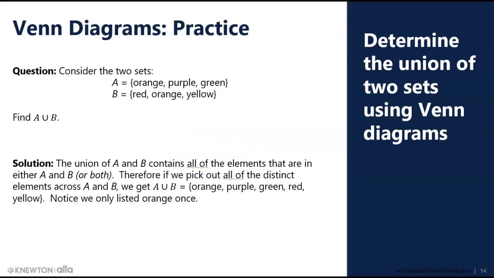So let's consider these 2 sets again. Orange, purple, green, red, orange, yellow. A in union with B. I typically would start by writing, I know the answer's below, but I think it's helpful if I explain everything in A.